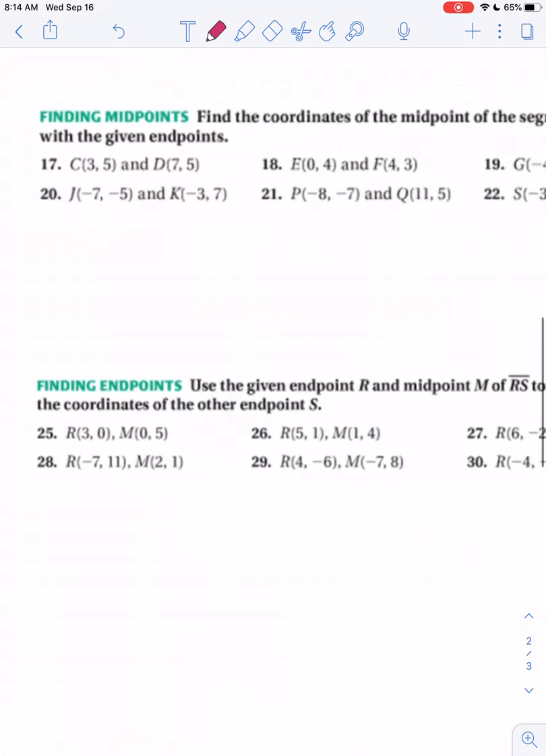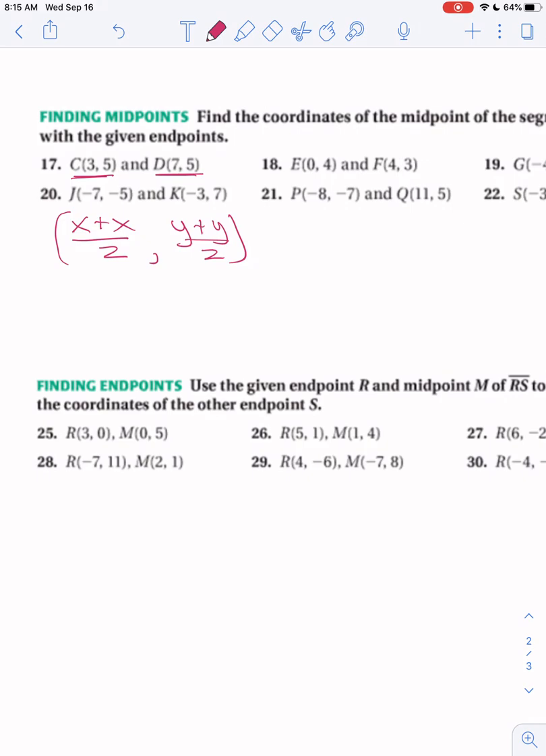So they're telling us this segment, point C, starts at 3, 5 on a coordinate plane, and it ends at 7, 5. And the question is, where is the midpoint? What's the location of it? So the formula says to add your x's and divide by 2, and then add your y's and divide by 2. Order doesn't really matter because it's addition, so you could do it any way you want.